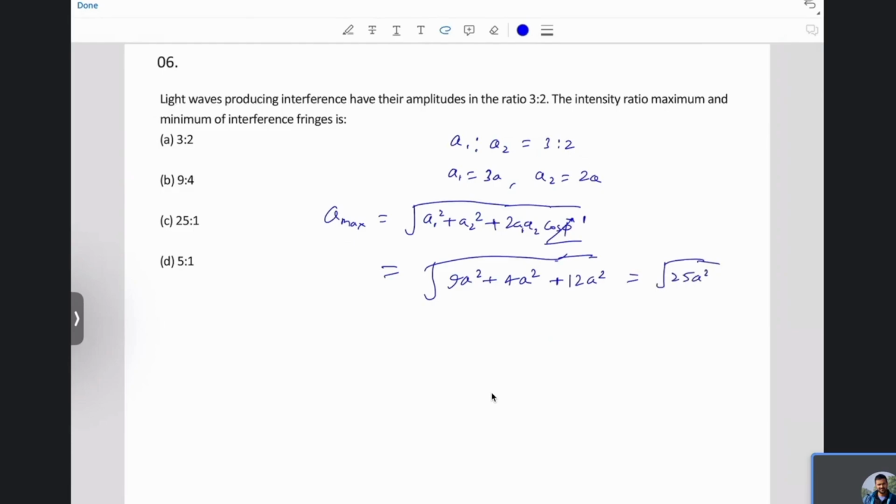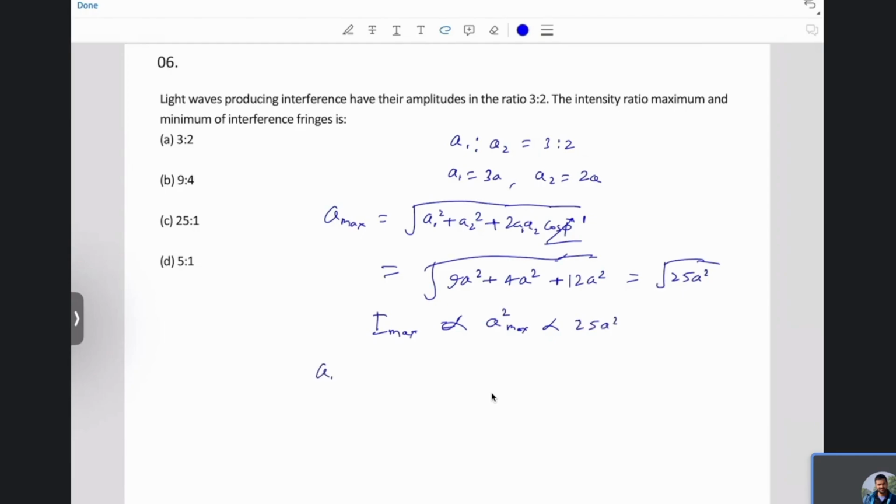So this is the amplitude maximum, and intensity is just proportional to amplitude square, right? So the intensity maximum will be proportional to 25 A square.